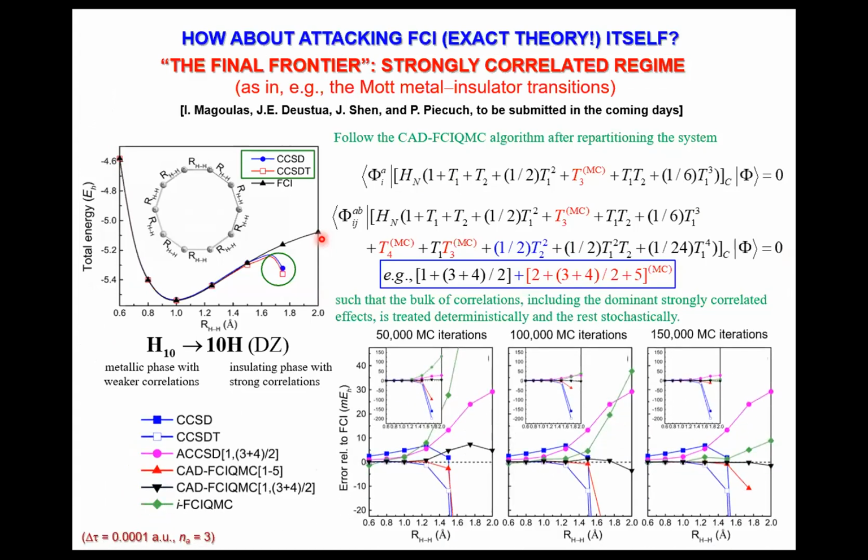If you look at the bottom panel, where I'm plotting errors relative to full CI as a function of the H-H separation, this is what the purely stochastic FCI-QMC produces. Of course, it converges as you propagate, but it takes time to obtain the converged result. This is what we obtain when we solve for T1 and T2 in the presence of T3 and T4 and a little bit of T2 squared extracted from FCI-QMC.